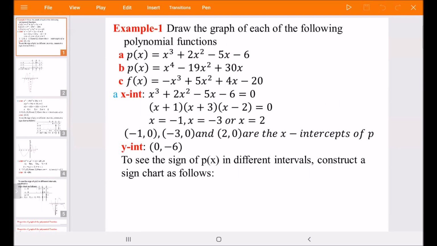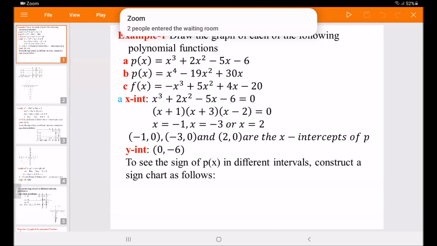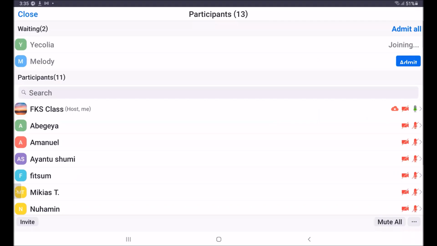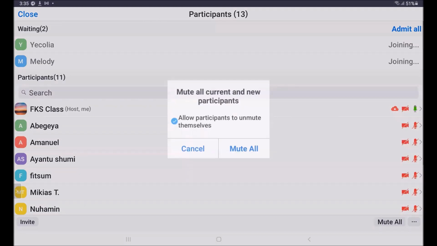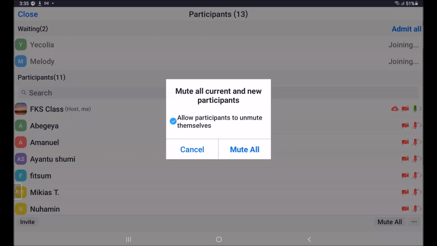Okay, good afternoon to you. If you remember the previous week, we have seen some examples on how we can sketch the graph of some polynomial functions. And we have said that sketching the graph of a function is a process, and this process involves some steps.